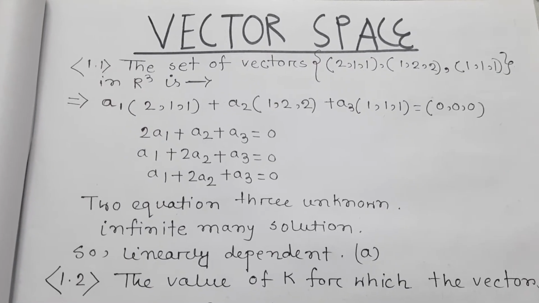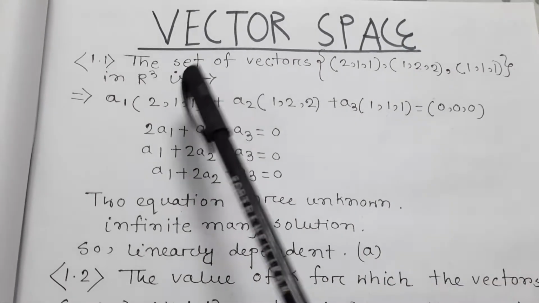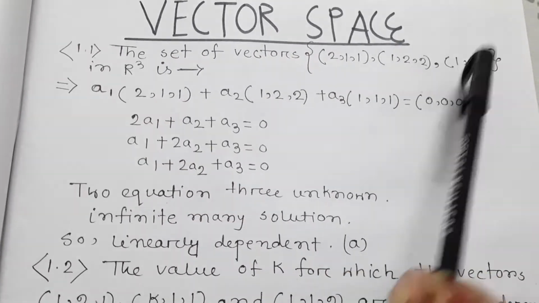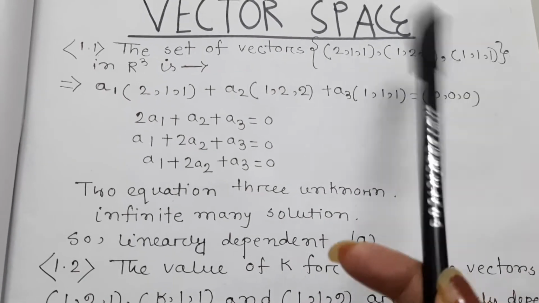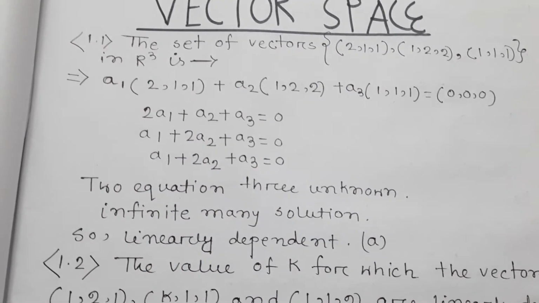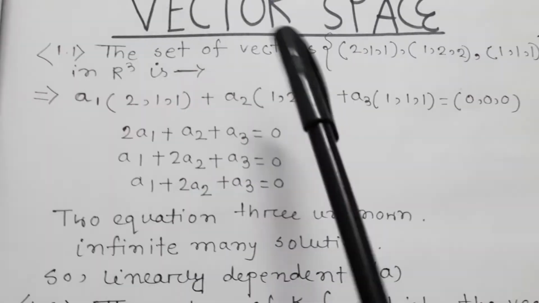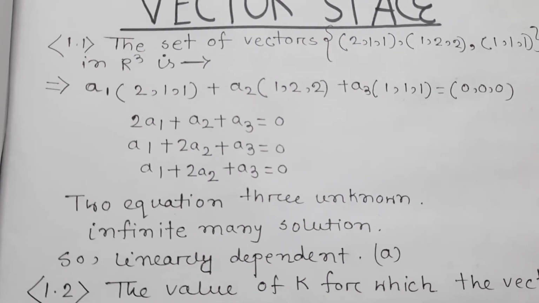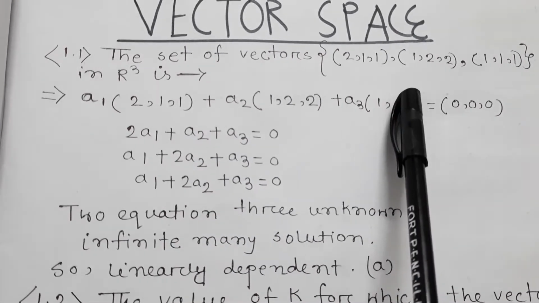Okay, so this is our first question. Is the set of vectors in R3 linearly independent, dependent, or a basis? Here a1, a2, a3 are scalars, and these are our three vectors. See here, it is our linear combination form.